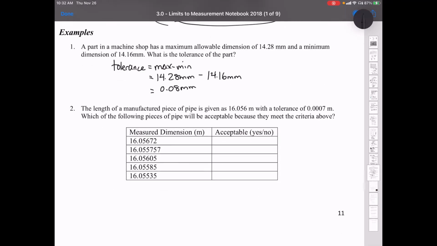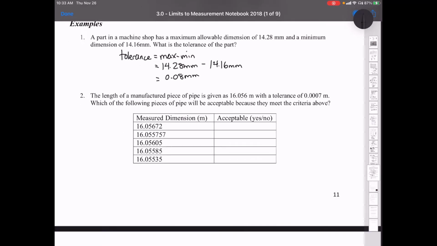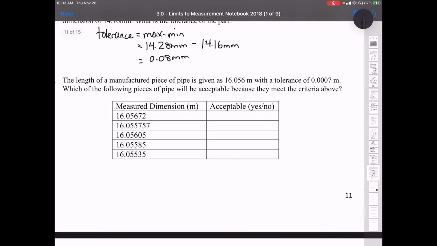Next, if we've got the length of manufactured pipe given as 16.056 meters with a tolerance of 0.0007, we want to figure out if the following pieces are acceptable. In order to figure out if they're acceptable, we need to figure out what our max and min values are. Your tolerance is just your max minus your min. So your uncertainty here is just your tolerance divided by 2.